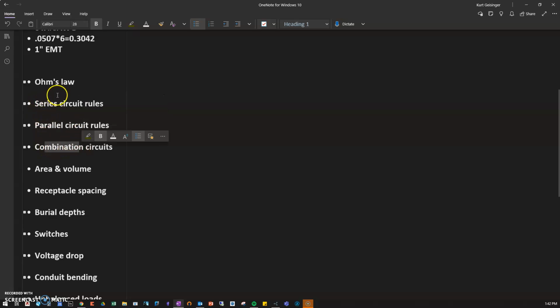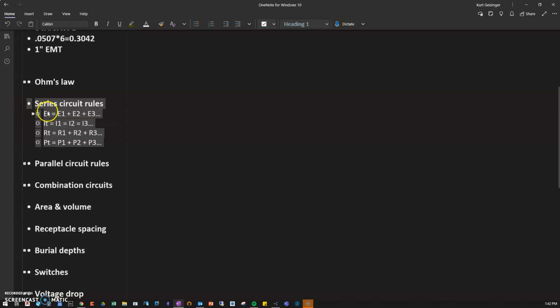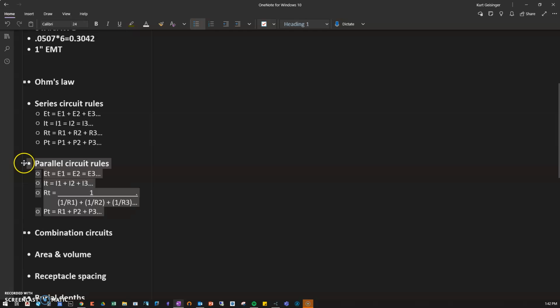And I'm going to show you what I think is hopefully a nice easy way, kind of a direct way, to tackle that combination circuit. But we first need to be reminded of our series circuit rules and our parallel circuit rules, right? Series circuit, our voltage is additive. Our amperage is equal all throughout the circuit. Our resistance is additive. Our power is additive.